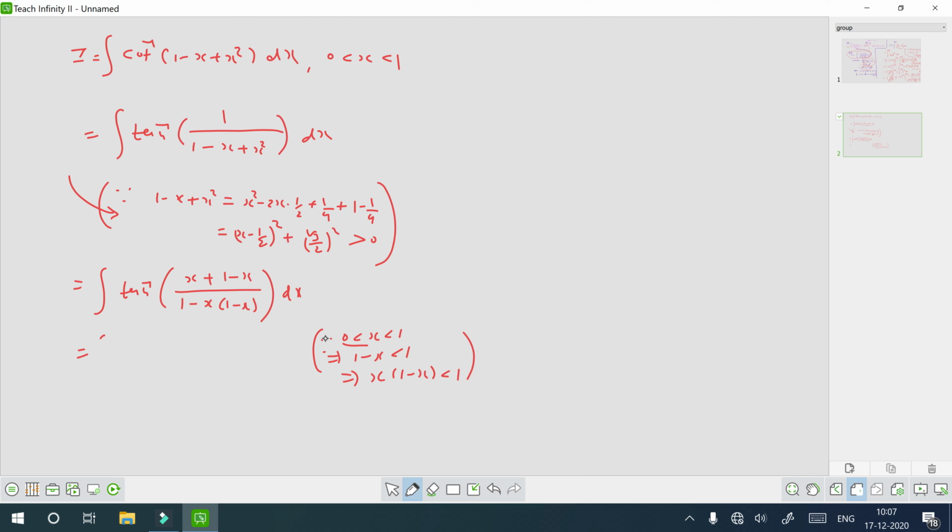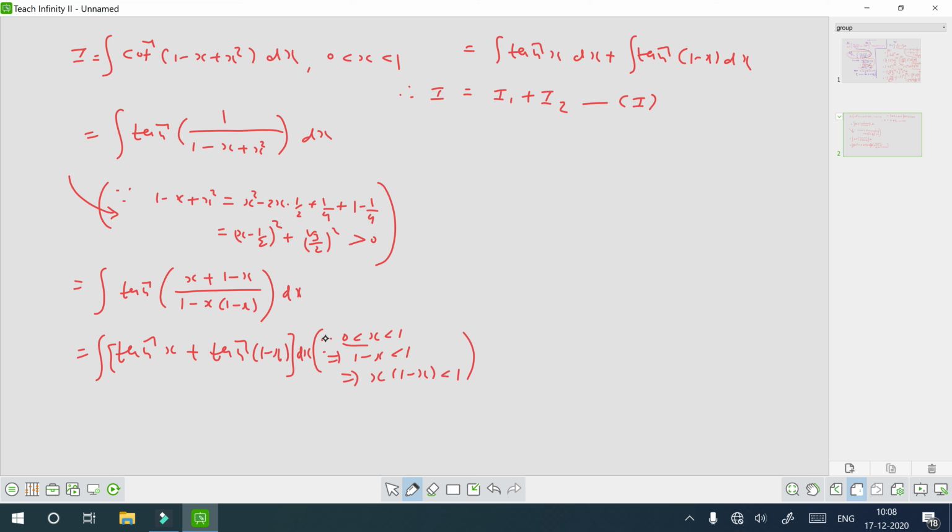See, this example is of 4 marks: integral of tan inverse x plus tan inverse 1 minus x into dx. That is equal to integral tan inverse x dx plus integral tan inverse 1 minus x dx. Clear? Let us say that is equal to I1 plus I2. Therefore, I is equal to this one.